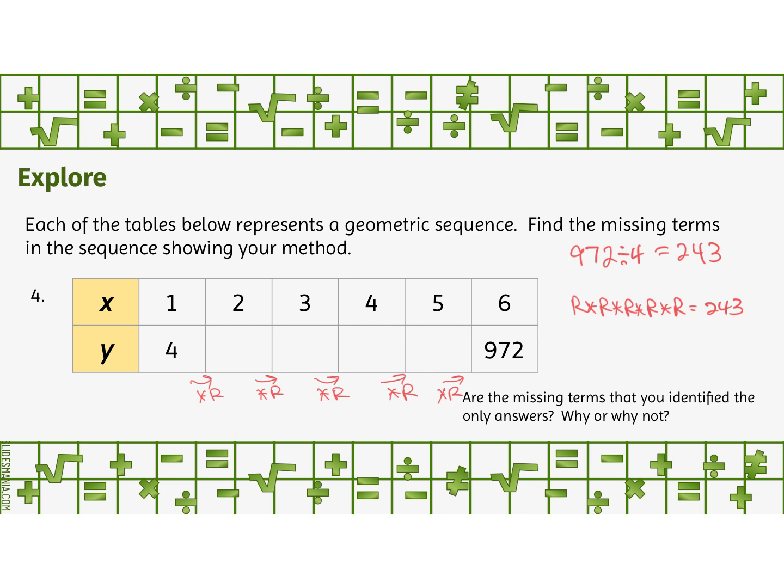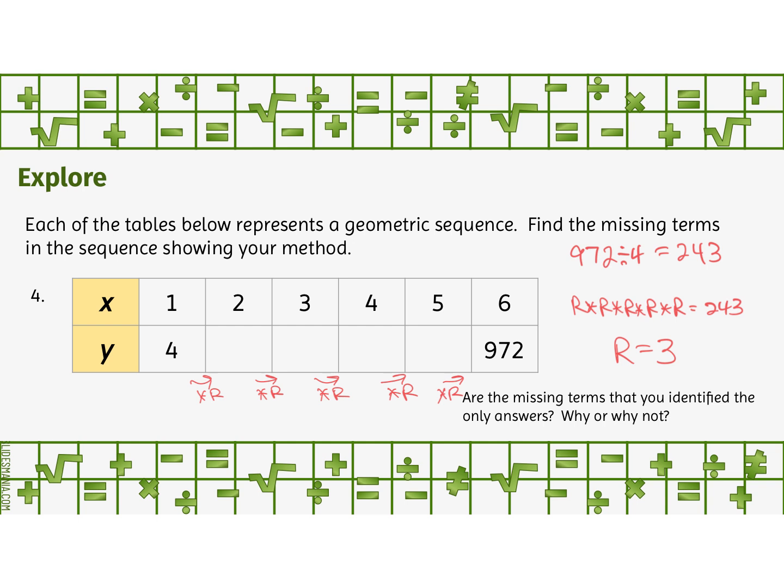Let's try 2. All right, 2, 2, 3, 4, 5. Nope, that's 32. Let's try 3. 3, 3, 3, 3, 3. Oh, that is 243. So we're saying our common ratio is 3.